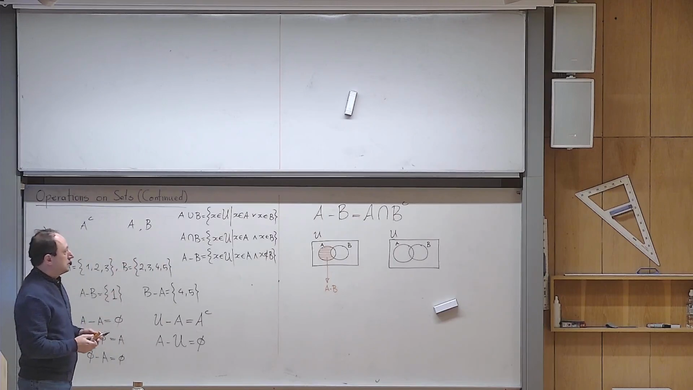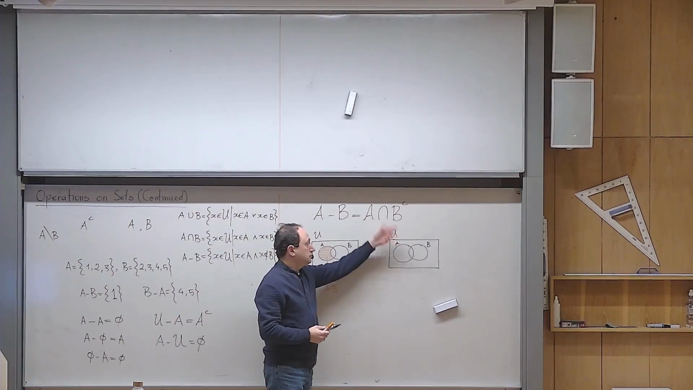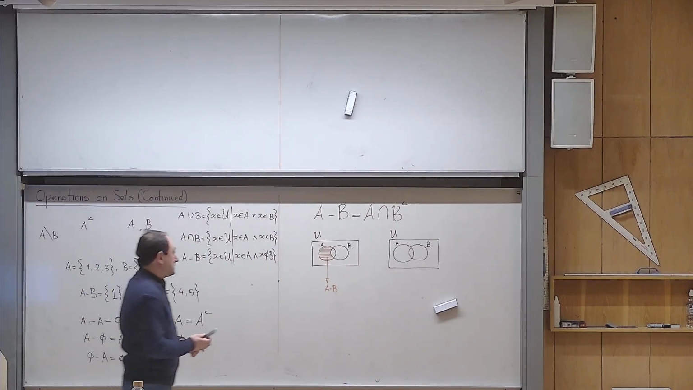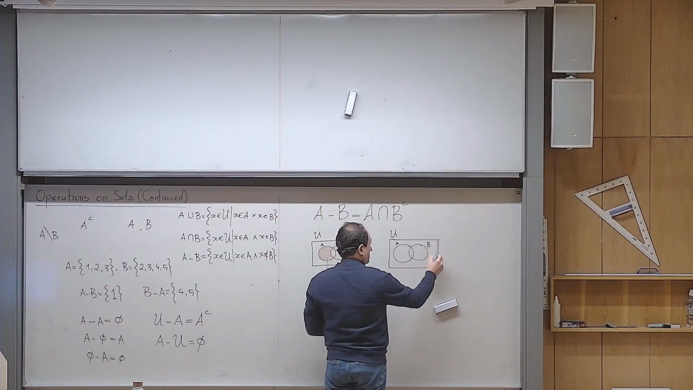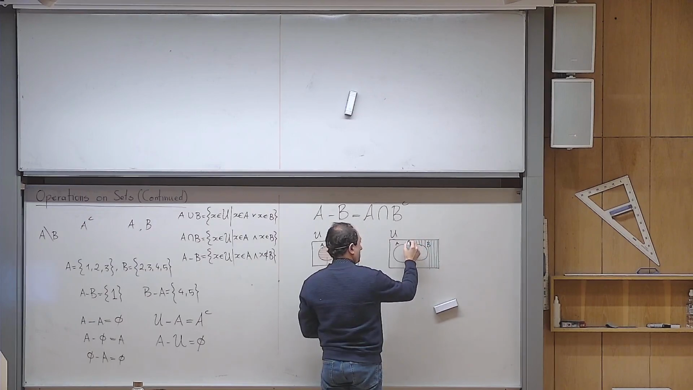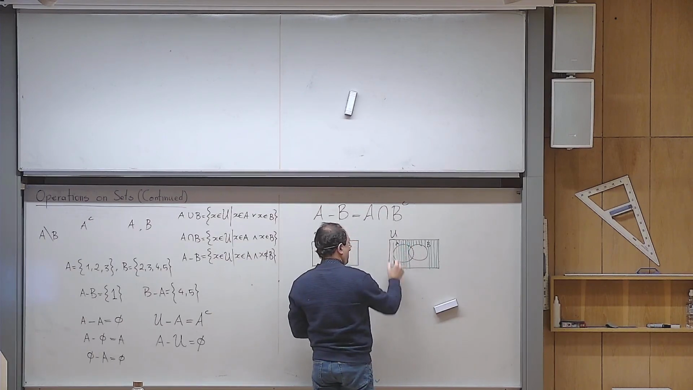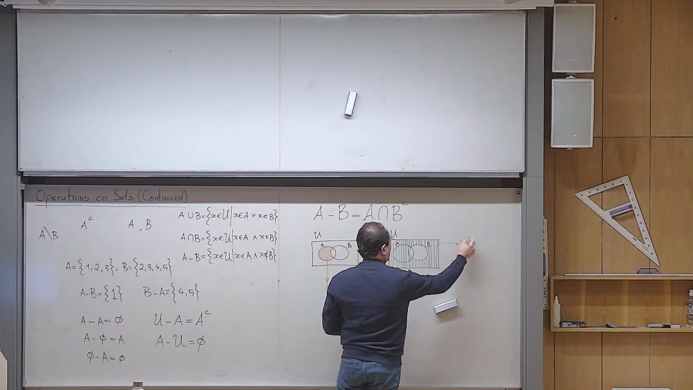And now on the right hand side, I need to intersect between A and B complement. To do this, I need to find B complement first. So let me just change my color. B complement means outside B. So let me just try to color it in that way. Whatever is outside B is B complement. So these are the outside B, and this green part is B complement.